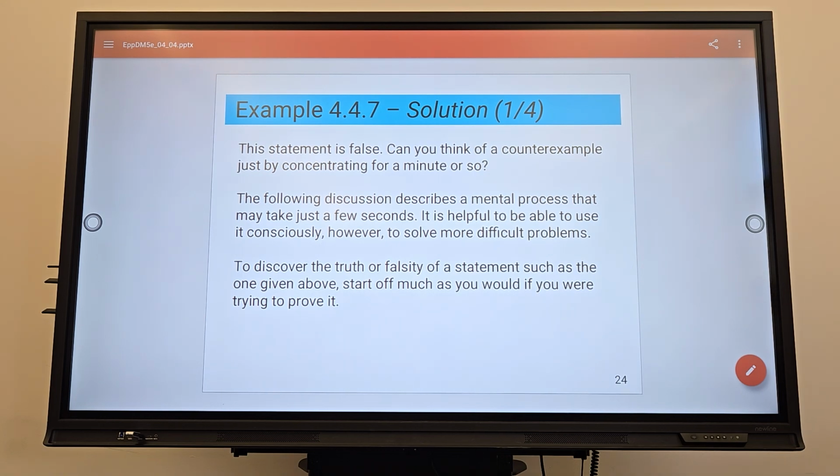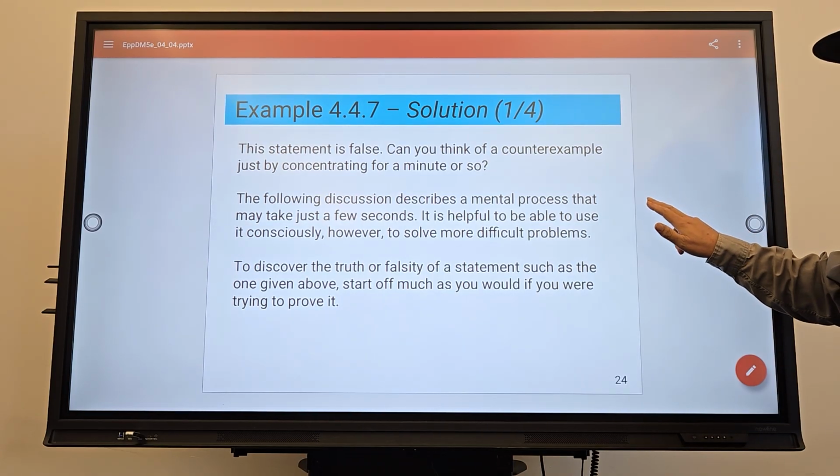Counterexample. This discussion describes a mental process that may just take a few seconds. It's helpful to use it consciously, however, to solve more difficult problems. To discover the truth or falsity of a statement such as the one given above, start off much as you would if you were trying to prove it.